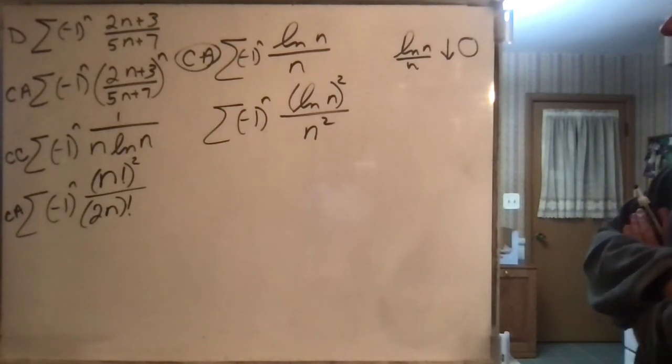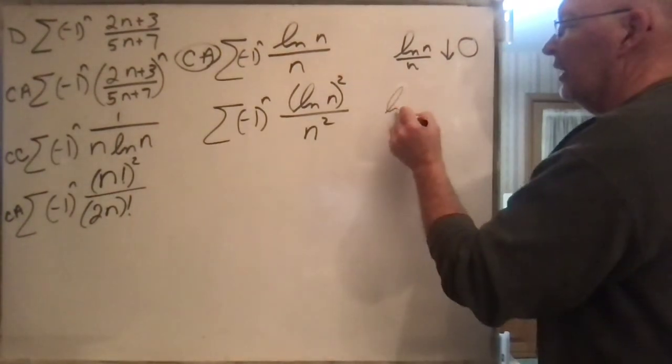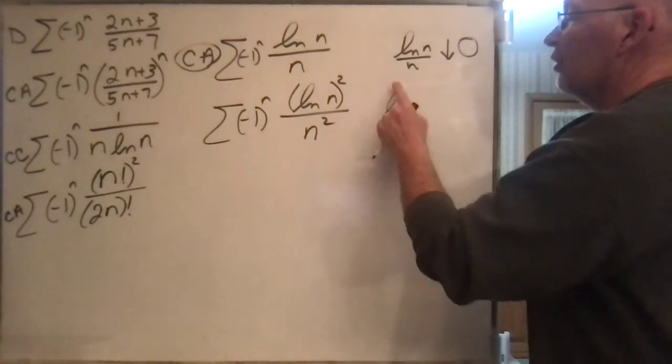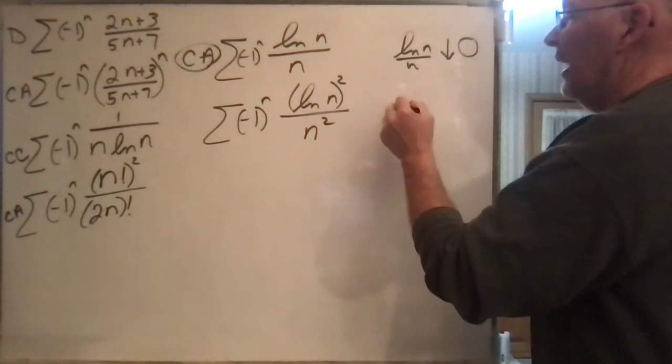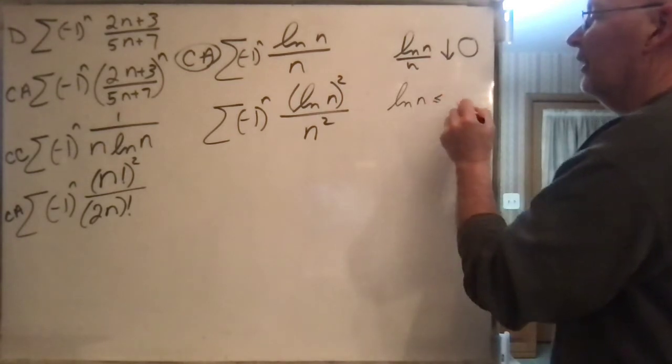And here's what I see. Okay? Here's what I see. I know that the ln of n grows slower than any power of n. I know that that grows slower than any power of n.